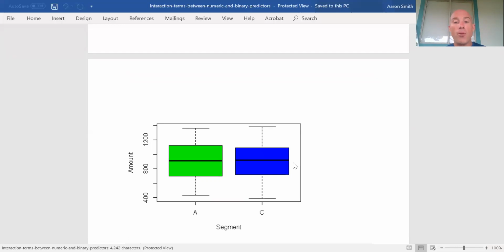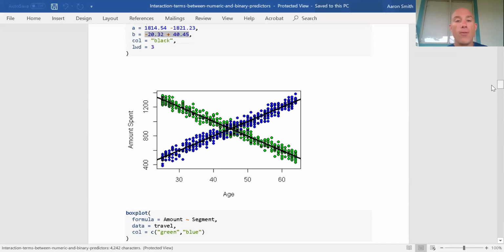If I was to do a hypothesis test of the mean of A equals the mean of C for amount, the mean of amount given segment equals A and the mean of amount given segment equals C, that hypothesis test would surely conclude fail to reject the null hypothesis. So I can't see a difference, but when I look at the scatter plot, oh, it's very obvious.